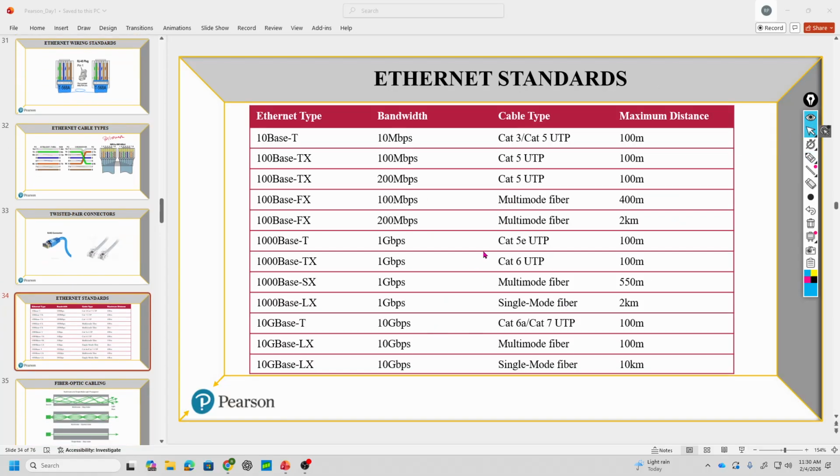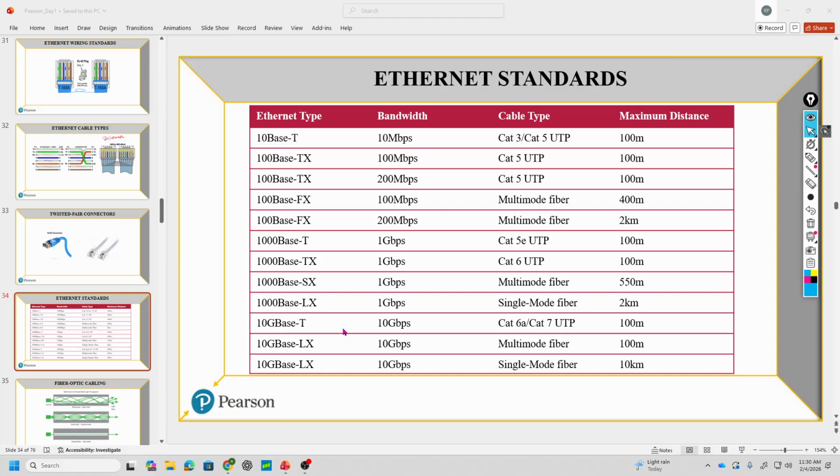Okay, so here are your Ethernet standards. 10 base T was 10 megabits per second, used Cat3 and eventually Cat5, had a maximum distance of 100 meters. Then they finally got to what we called fast Ethernet, which was only 100 megabits per second. That was 100 base TX. Then that got pushed up to like 200 megabits per second. So that's 100 base TX. Then you get other standards like 100 base FX, 100 base SX, 100 base LX.